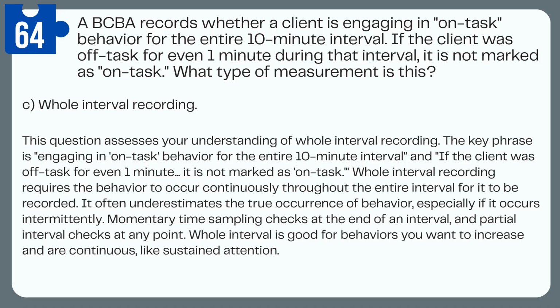It often underestimates the true occurrence of behavior, especially if it occurs intermittently. Momentary time sampling checks at the end of an interval, and partial interval checks at any point. Whole interval is good for behaviors you want to increase and are continuous, like sustained attention.